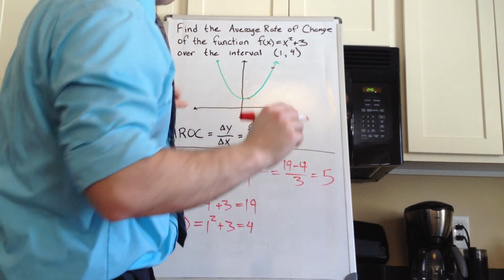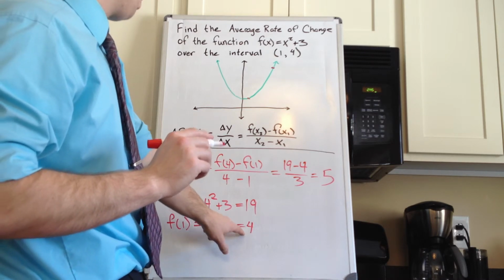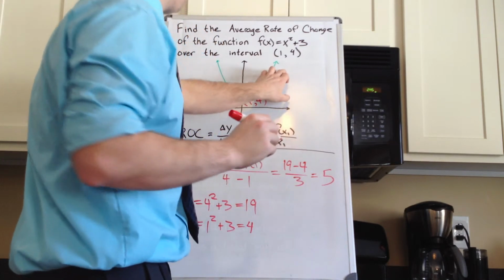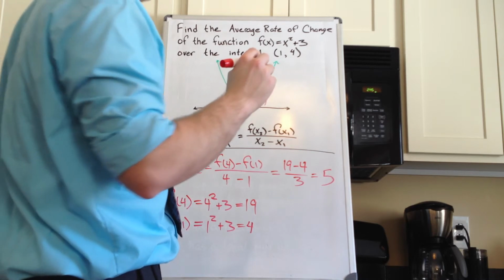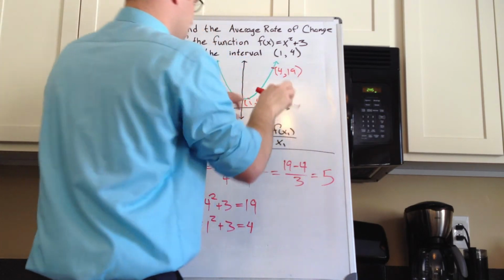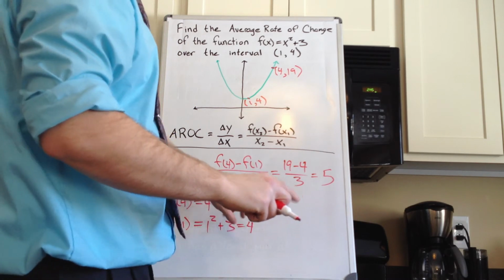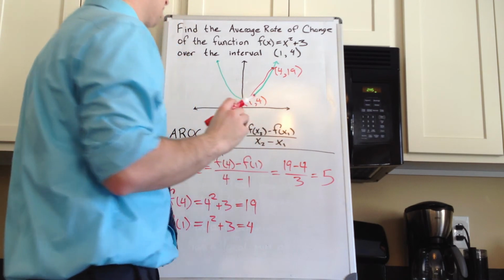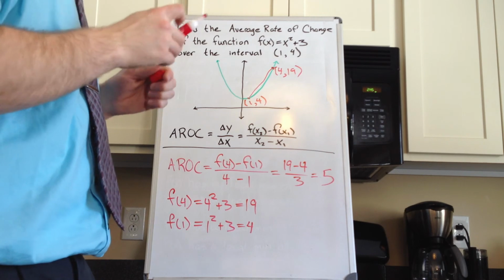So these 2 points, this one we now know is 1 comma 4, because that's the y value when x is 1. This point up here is 4 comma 19. So this 1 and this 4 are what we were given as the interval, and then we calculated the y value for each of those here. And then we found the slope of the line that goes right through these 2 points using the average rate of change formula, which, like I said, is the same formula as the slope formula.